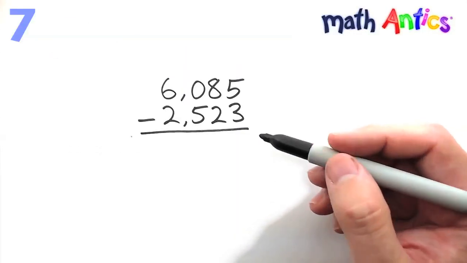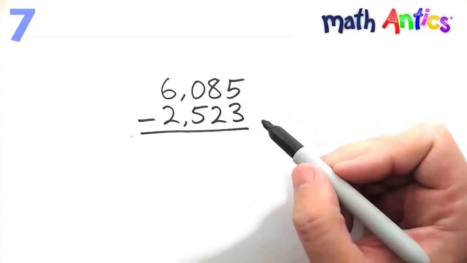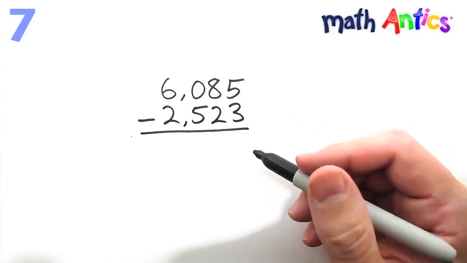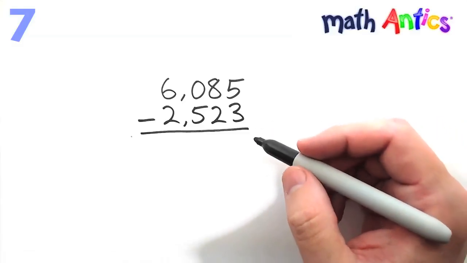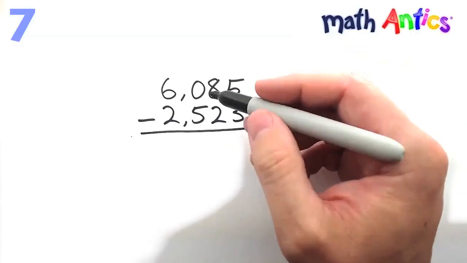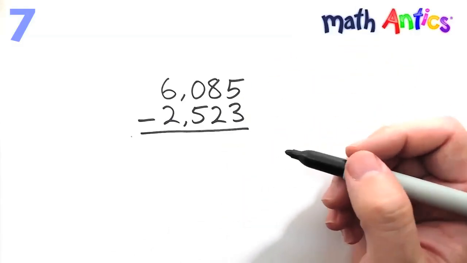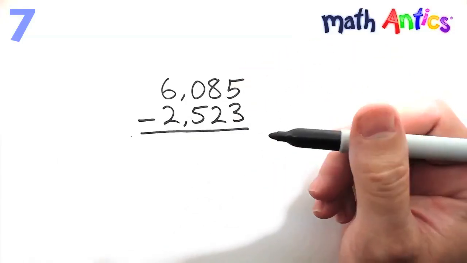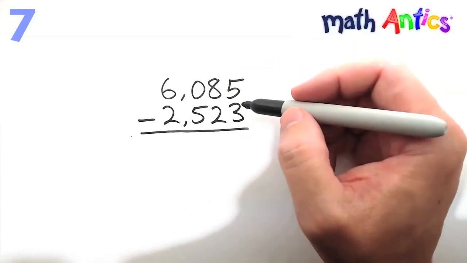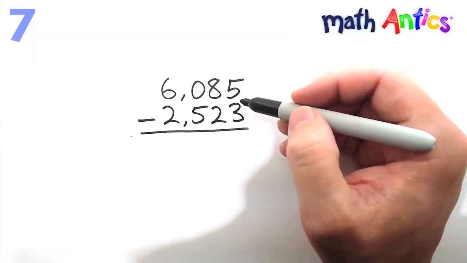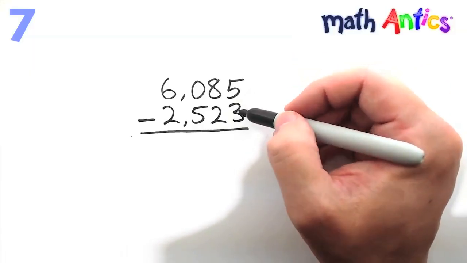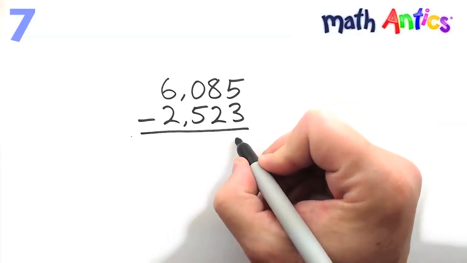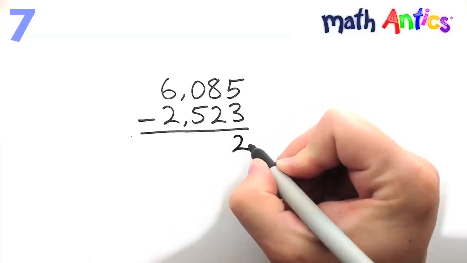And now we have 6,085 minus 2,523. Now these are pretty big numbers, but we just follow the same procedure that we've been doing, and as long as we keep everything organized and lined up right, it's really not that much harder. All right, so let's start with the first column here, our ones place column. We have 5 minus 3. So that's good. We don't even have to borrow. 5 minus 3 is 2. That goes right in the answer line.